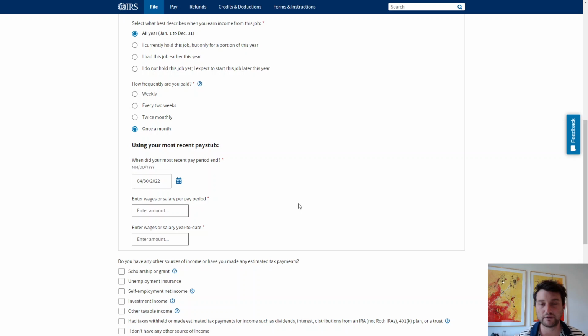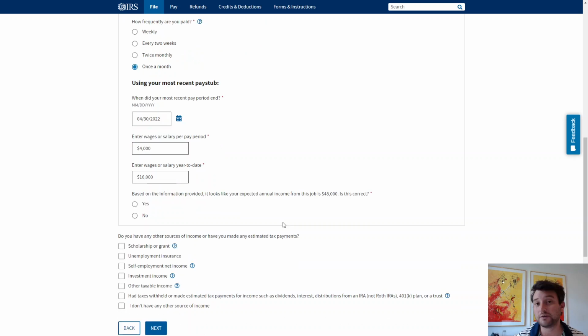and then the wages or salary paid year to date. Well, he did January, February, March, and April. So 4 months is going to be $16K, right? Throw in a $16,000, and based on information provided, it looks like your expected annual income is going to be $48,000. Okay, yep, $48,000. That makes sense. Do some mental math in our head here. Try to figure out what it is we're going to owe.